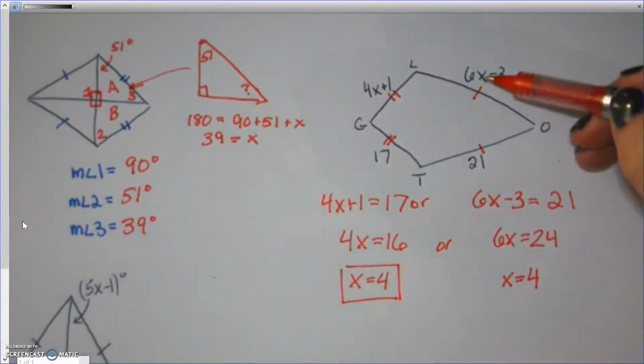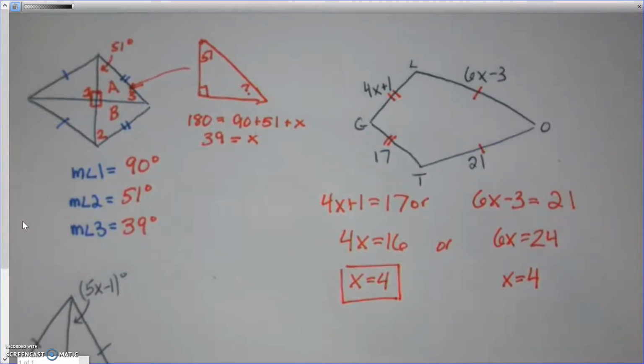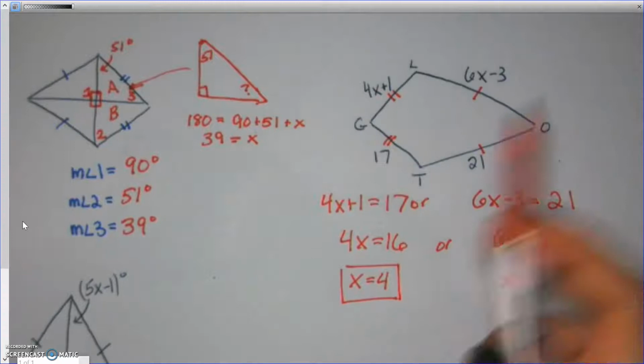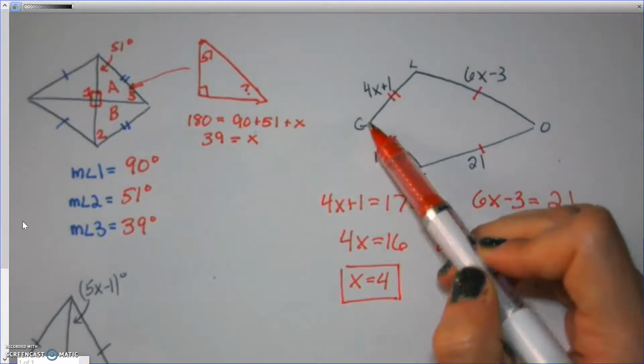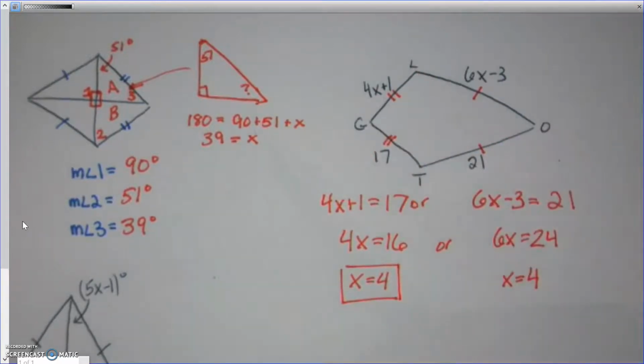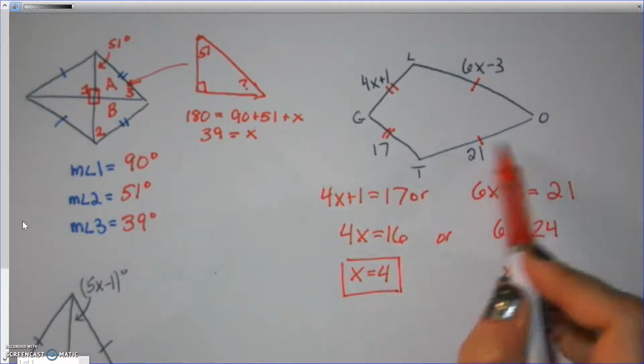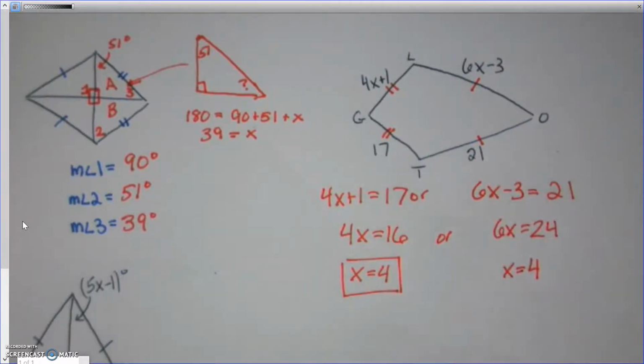This variable just as easily could have been a y, and then you would have to do both calculations. In this case, I wanted to show you that we could have picked either pair of sides and it would work. The only thing that you can't do is GL is not congruent to LO, and that's obvious down here where GT and TO have different measurements.